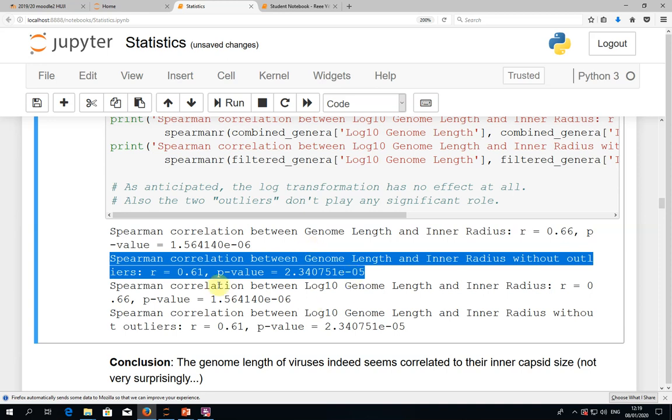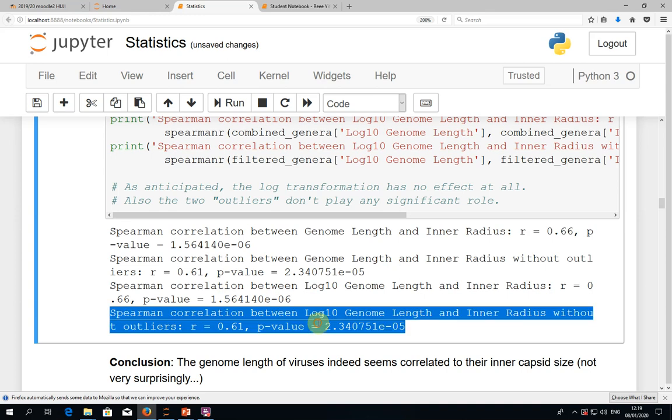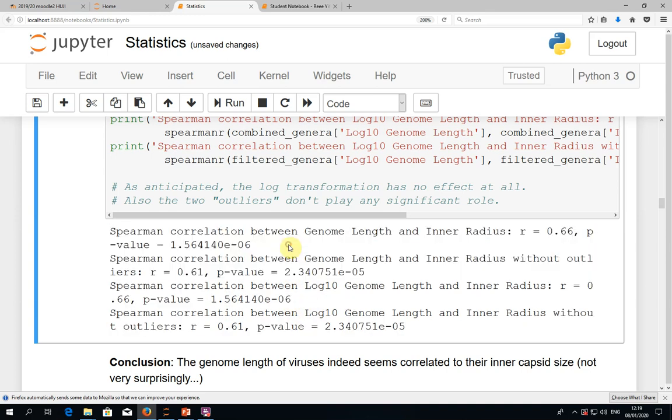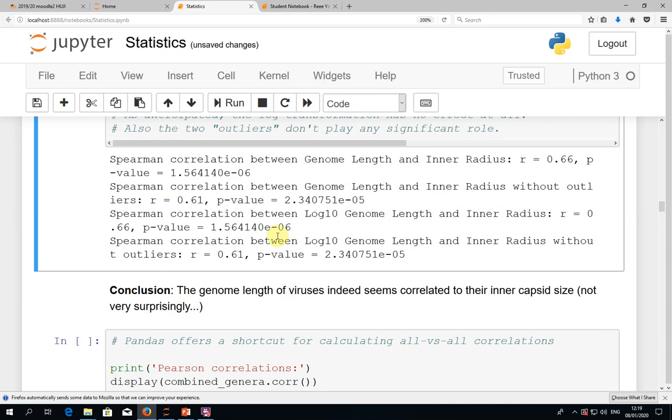So you can see that you get exactly the same result if you use the raw length or the log 10 length. It's a nice feature of Spearman's correlation, which is not sensitive to the scaling of the data. And it's also far less sensitive to these two outliers. Okay, so we might conclude that in this case, Spearman's correlation might be more appropriate because we don't really have a very good reason to assume linear correlation.